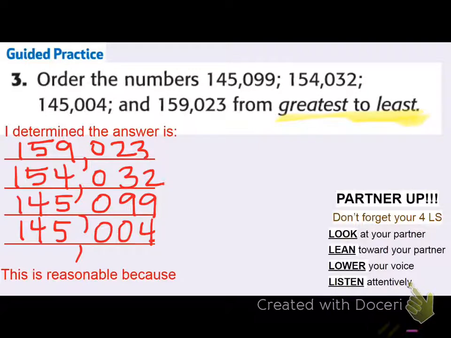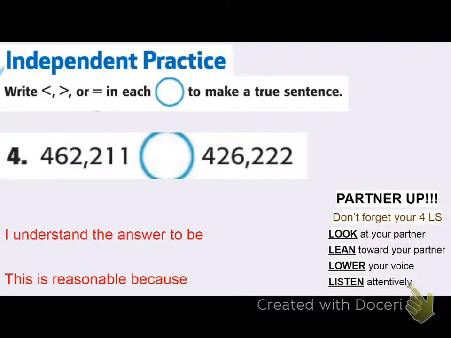I have figured out the answer and I put the numbers in order from greatest to least. I know it's reasonable because if we compare each of the place values, we can see that 159,000 is the largest, 154,000 is the second greatest, and out of the last 2, 99 is bigger than 4. So I know that my answer is in fact reasonable.